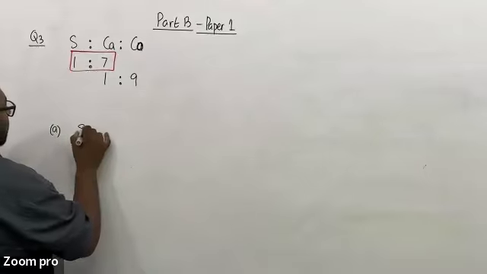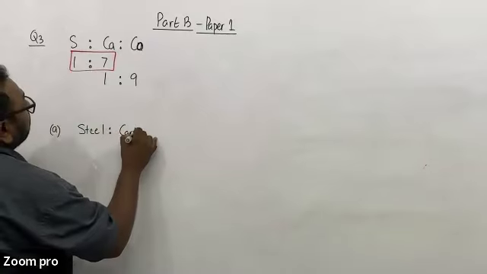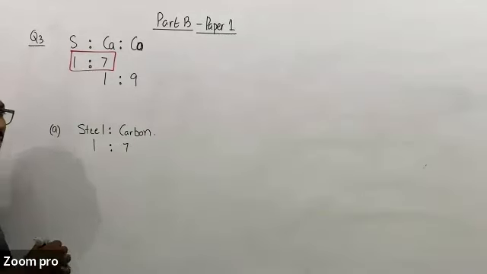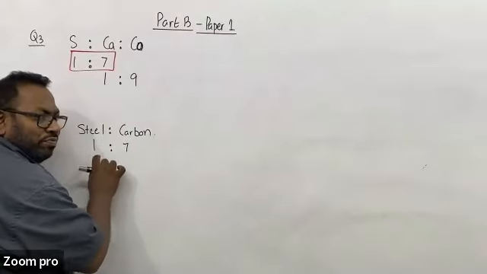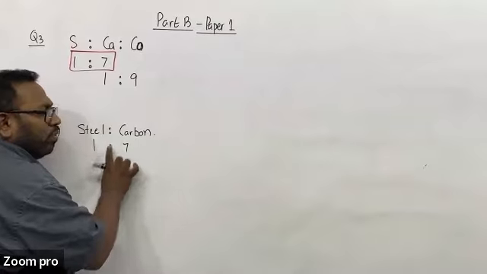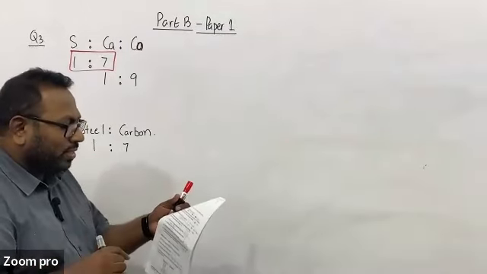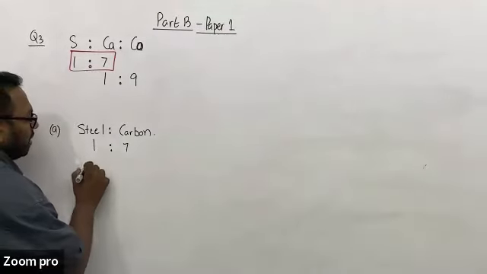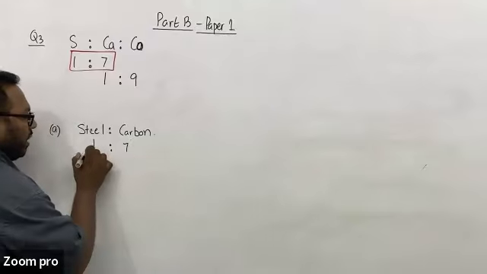So they're saying steel is to carbon, right? The ratio is 1:7. So what do you mean by 1:7? Every one portion of steel, you need 7 portions of carbon. That's what they're saying. Now what they're saying here is find the amount of carbon mixed with 100 grams of steel. So if you want to mix 100 grams of steel, how much carbon do you need?